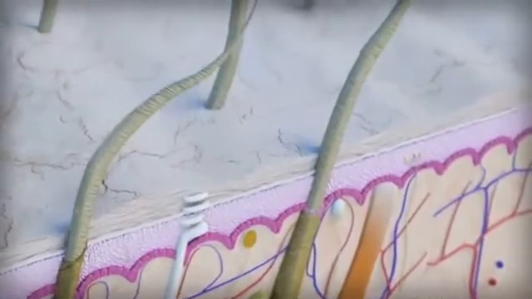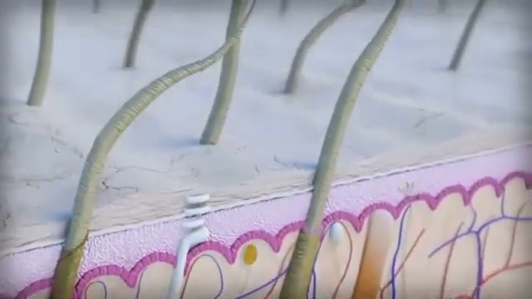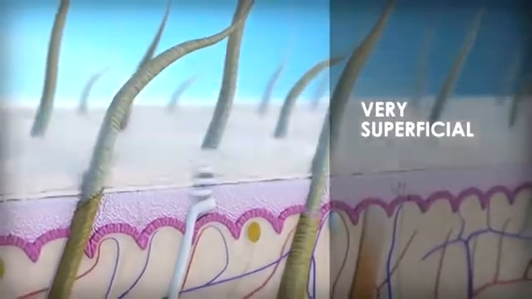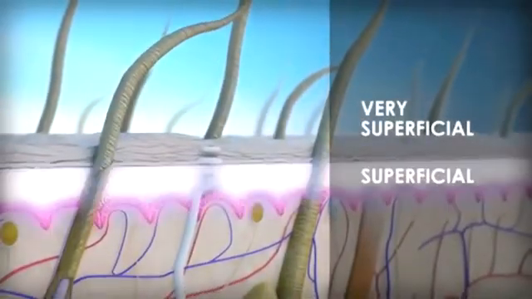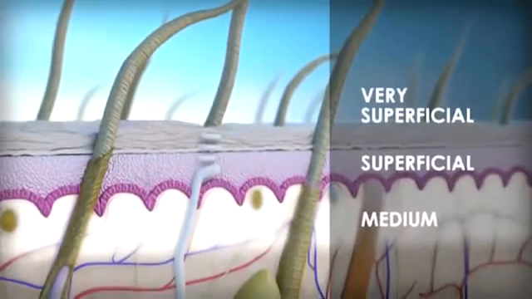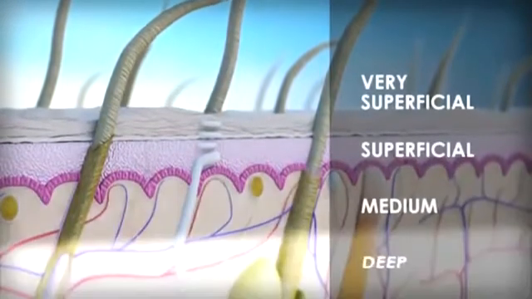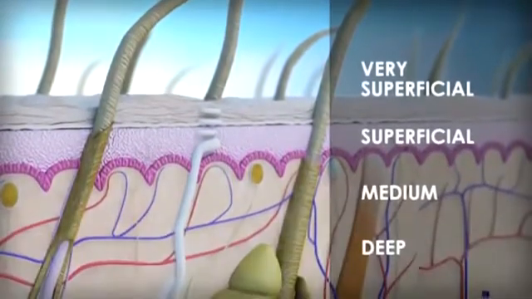Chemoexfoliation can operate at different structural levels of the skin and can therefore be defined as very superficial, involving the stratum corneum, superficial, involving the living epidermis, medium, involving the papillary dermis, and deep, involving the reticular dermis.